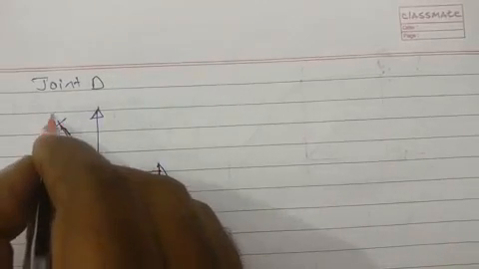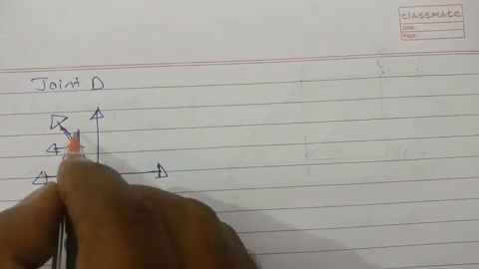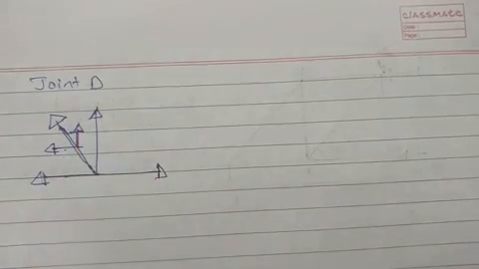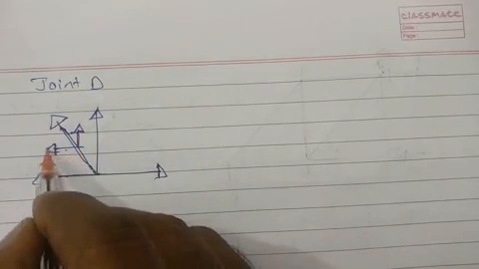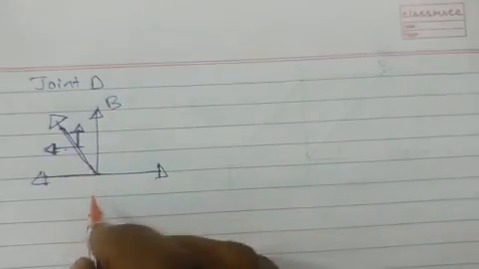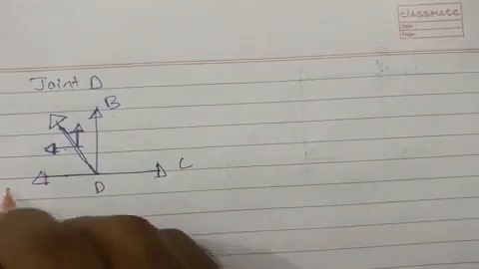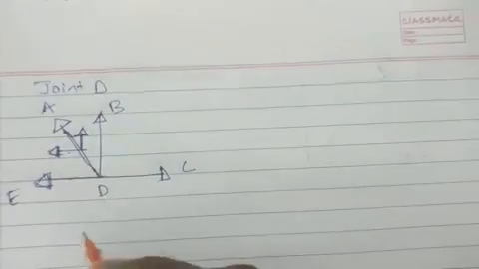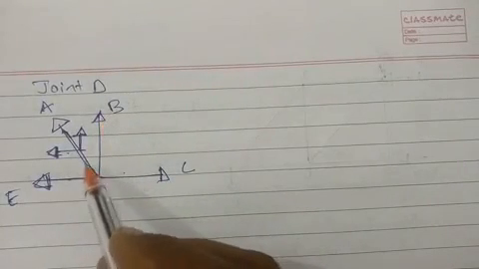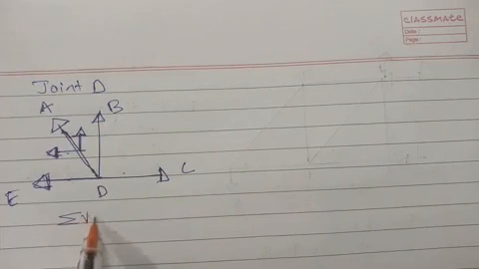So joint D, all forces away from joint, the incline will become horizontal and vertical. So now we have to see which force is unknown. Here we know this is B, this is D, this is C, this is E, and this is A. So we know this one and this one. We don't know this one and this one. So we'll go for sigma V is equal to 0.